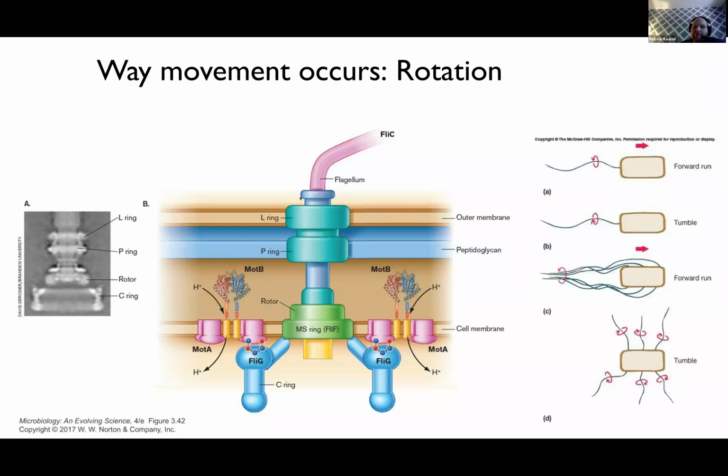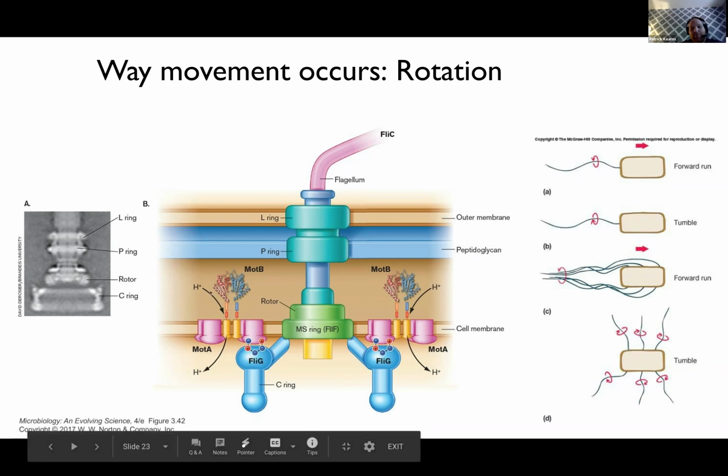Embedded inside the outer membrane, we have the L ring. Again, this is all just a giant protein structure. That's really all it is. We have the P ring embedded in the peptidoglycan ring, and then we have the MS ring, which is embedded in the inner cellular membrane. Now, that's our sort of anchor, right? It has to anchor to that cell wall, and it has to anchor to that cell membrane.